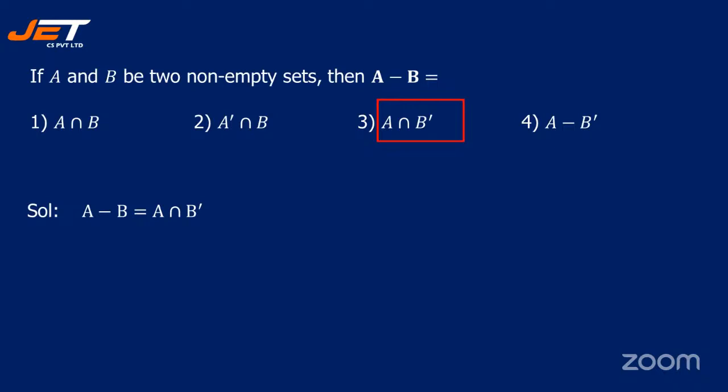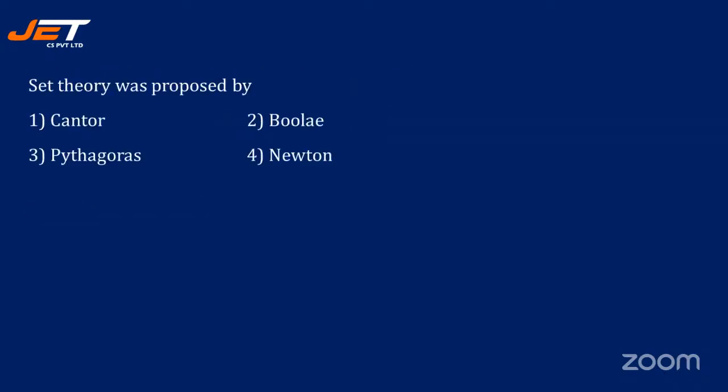Yes, it is A intersection B dash. It's option 3. Sorry, third one. The next question: set theory was proposed by dash. Is it Cantor, Boole, Pythagoras, or Newton? Option 1, option 2, option 3, option 4.